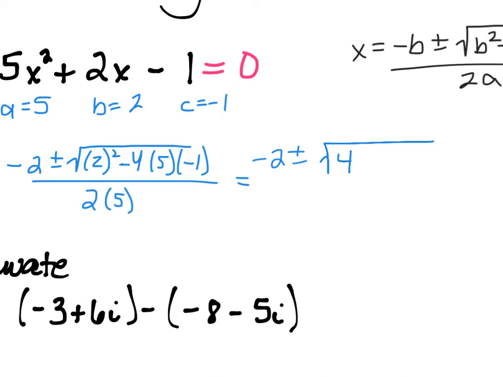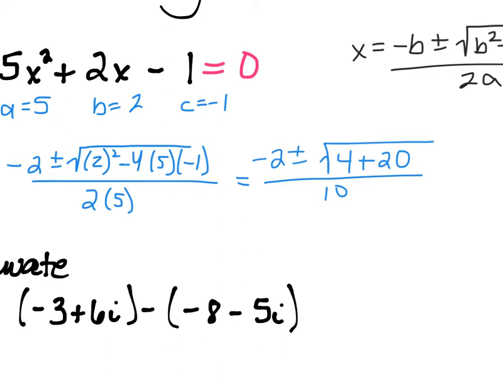Then, talk yourself through this. What's negative 4 times 5? Times negative 1. Positive 20. Good. Make sure you're paying attention. Guys, right here, what's underneath the square root? 4 plus 20 is what? 10. Oh, 4 plus 20. 4 plus 20 is? 24.